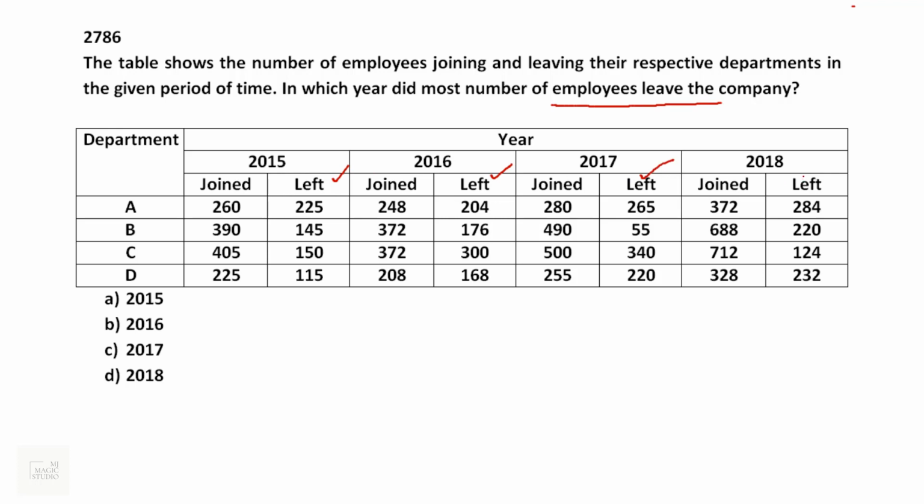Left, left, left, left. We just need to add up the numbers for each year. The totals come out, the maximum number of people leaving these 4 companies together is in the year 2017. Option C fits in.